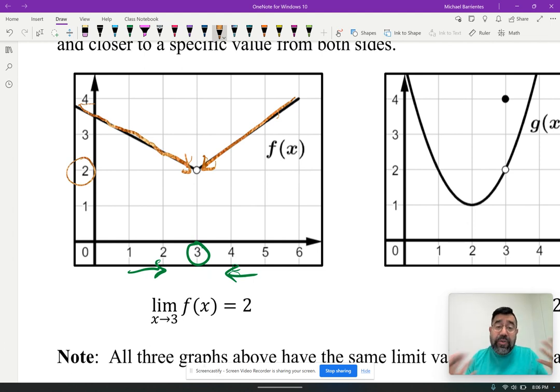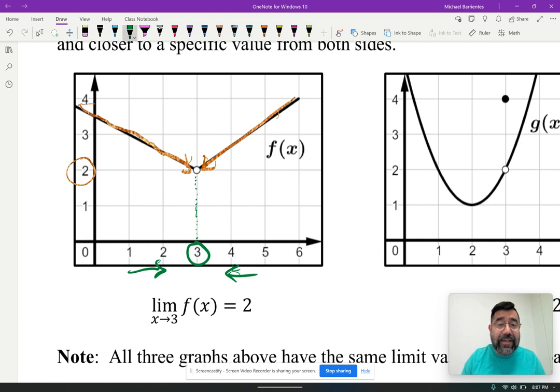Now, here's where limits are not the same as points. Is there an actual y value at x equals 3? If I go to x equals 3 and I look straight up, is there a y value there? And the answer is no. There's an open circle. That means there's a hole in the graph. We call that a removable discontinuity or a point discontinuity. But it doesn't matter. The limit exists because the limit was the destination of the graph.